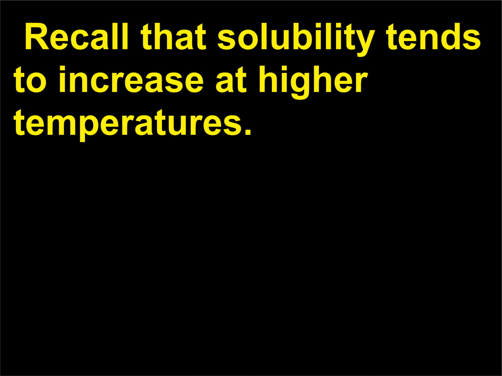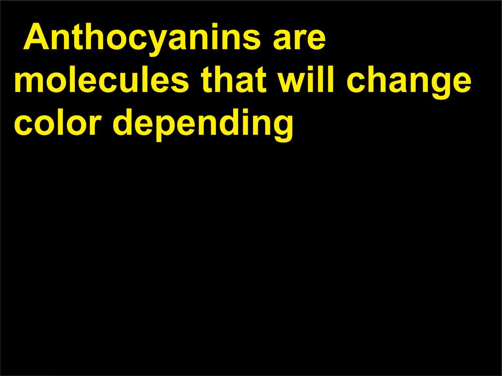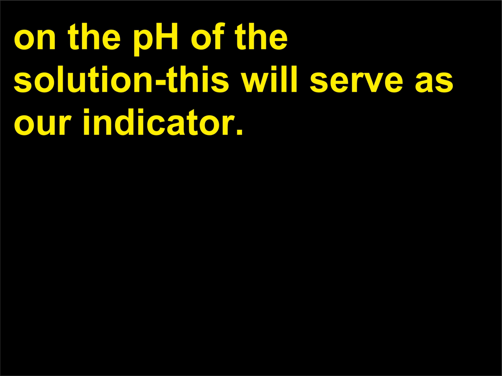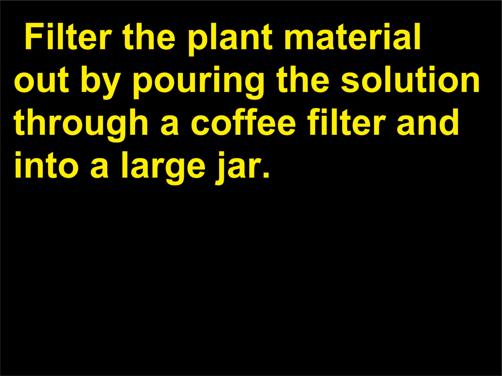Recall that solubility tends to increase at higher temperatures. Anthocyanins are molecules that will change color depending on the pH of the solution. This will serve as our indicator. Filter the plant material out by pouring the solution through a coffee filter and into a large jar.